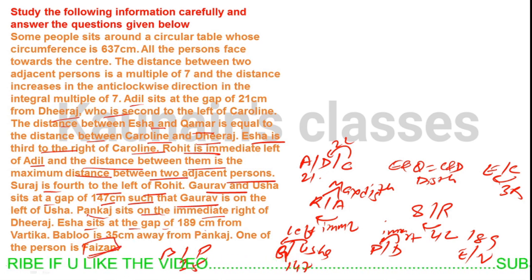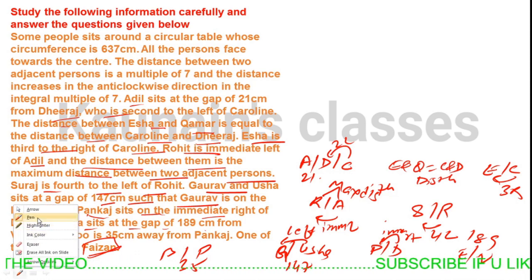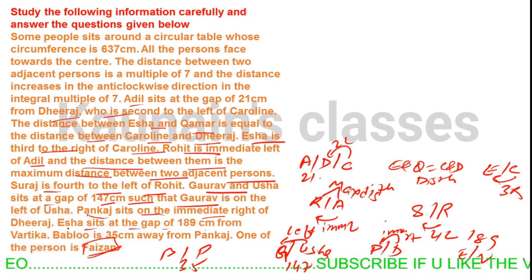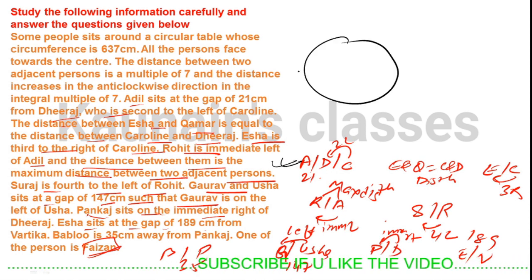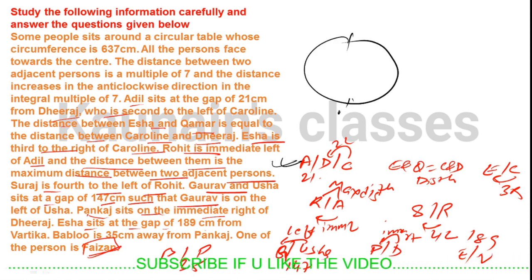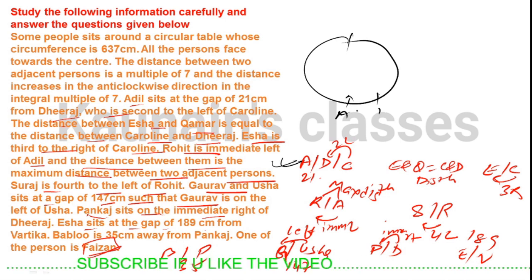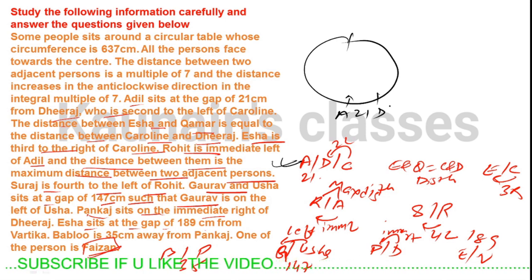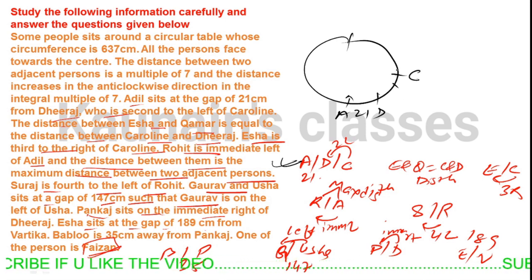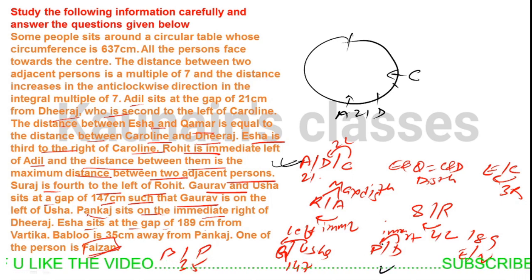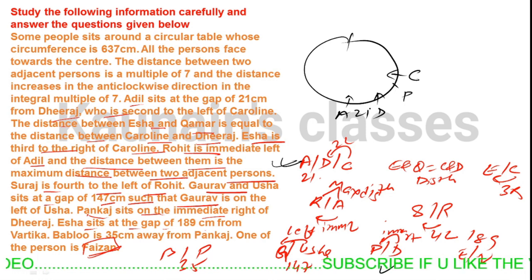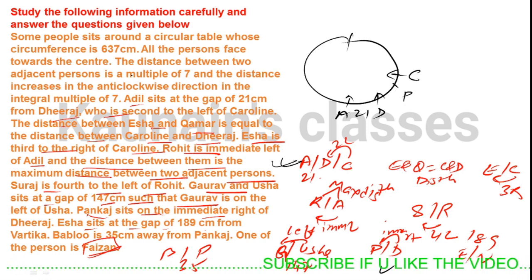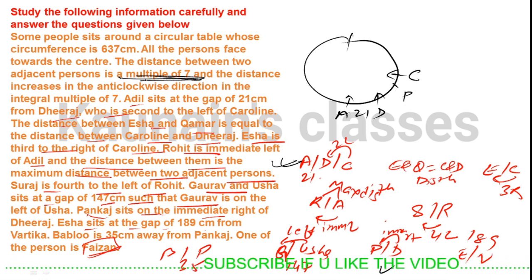So let's start solving. What's the best hint here where you can start the puzzle? You will hit this hint. Everyone is facing inside. A can be placed here, D can be placed here, and the distance between them is 21 centimeters, and D is second to the left of C. P is immediate right of A, and everyone is facing inside, so P would be here, at distance 21. The distance is increasing in integral multiples of 7.